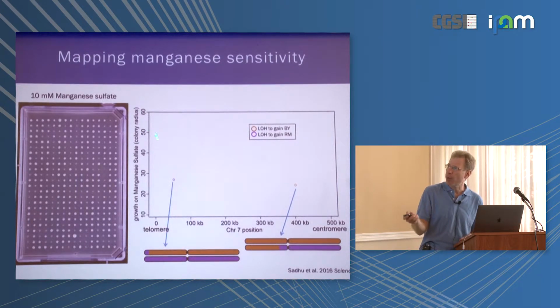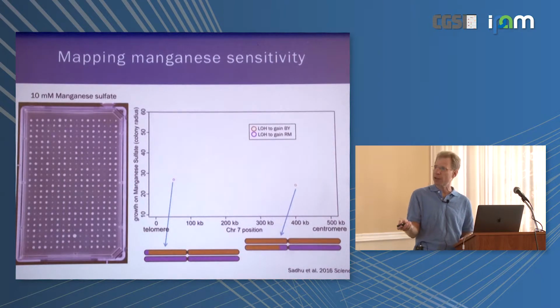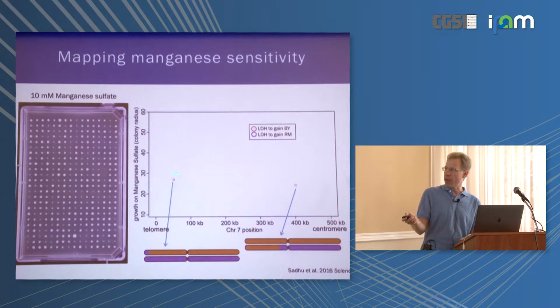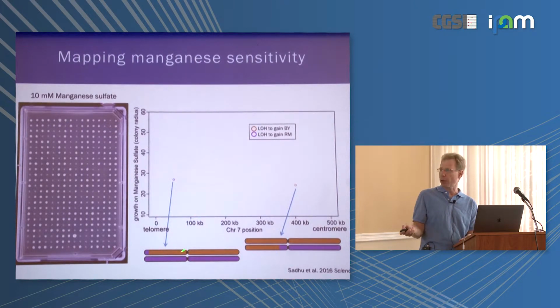Here's a bunch of them growing in the presence of 10 millimolar manganese sulfate, and you can see that they differ in colony size. And so here are two examples of cells, just to orient you guys here. This is position on chromosome 7 from the telomere to the centromere, and this is the size of the colony when they grow in the presence of manganese. So larger colonies equals better growth.